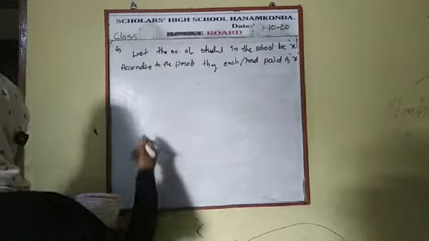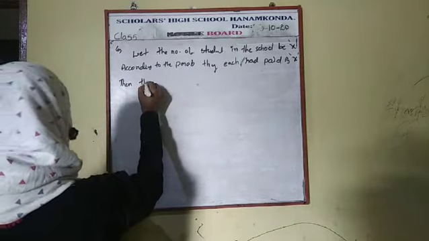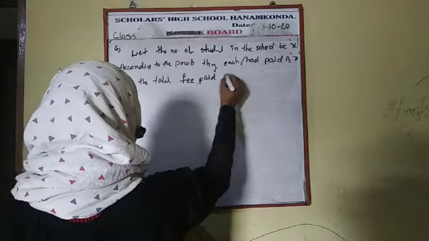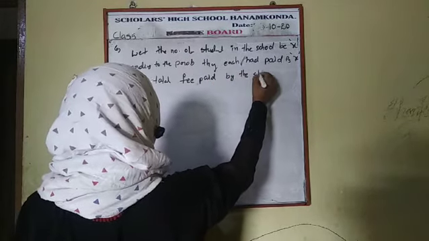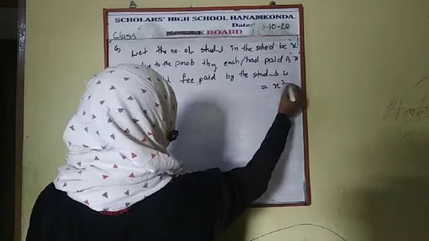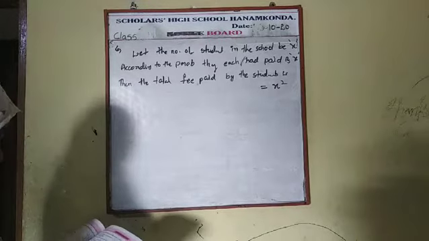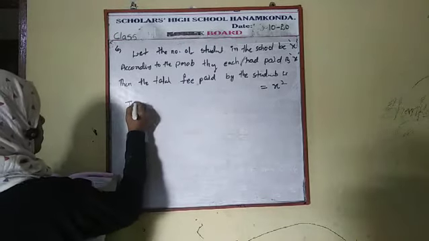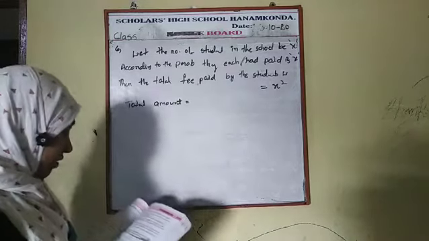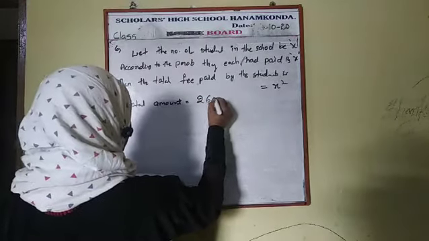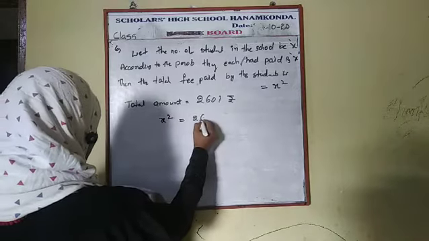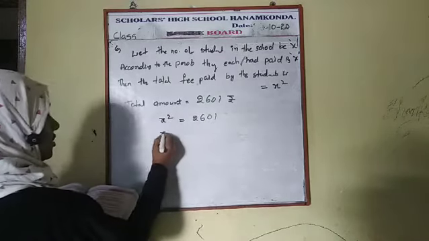So then the total fee paid by the students is what? That is x into x, x square. So the total amount, already given how much? That is 2,601 rupees. So both are equal now. So x square is equal to how much? 2,601.